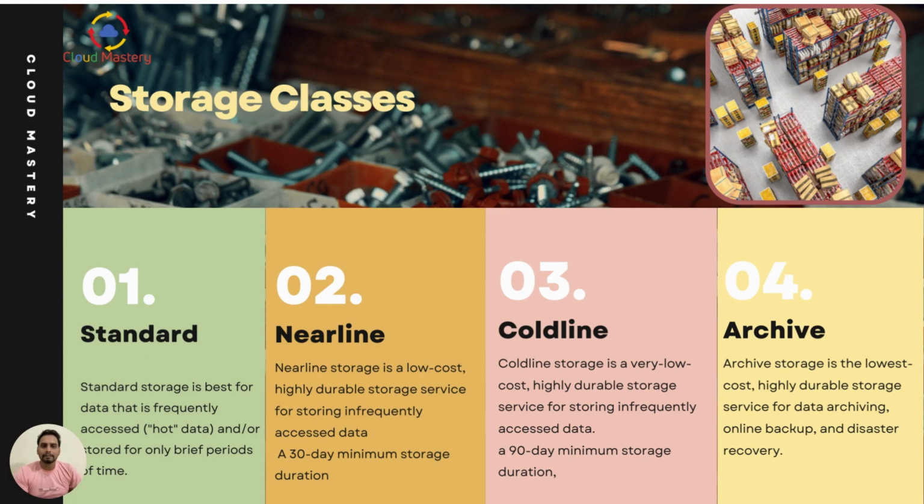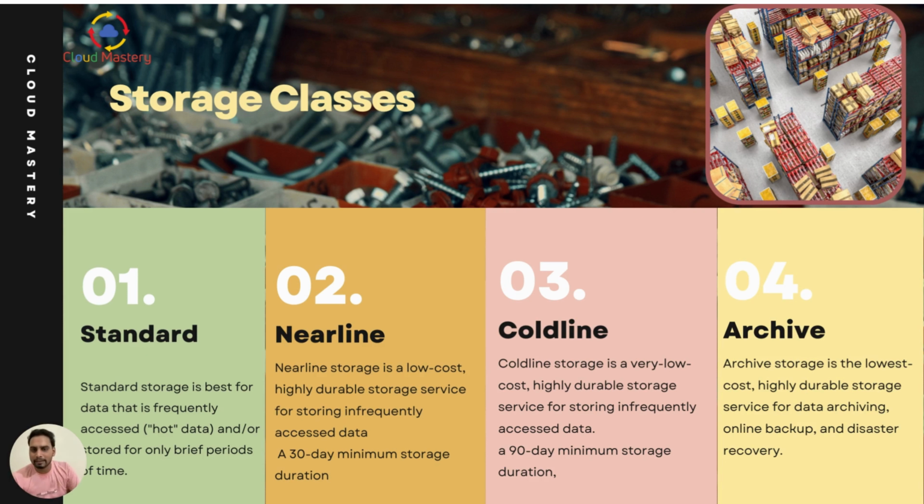Storage class is basically a piece of metadata that is shared by all objects in the bucket. So the storage class that is assigned to an object affects its availability and pricing model. When you create a bucket, you can choose the bucket's default storage class. When you add an object to a bucket, it inherits the storage class unless you explicitly set a different storage class. By default, it is the standard storage class.